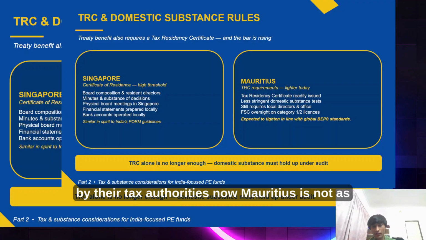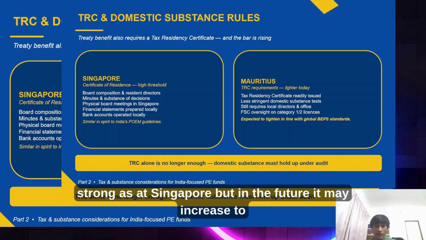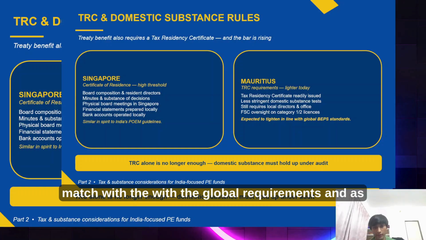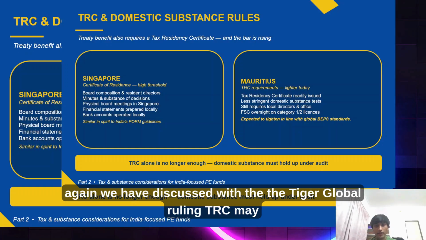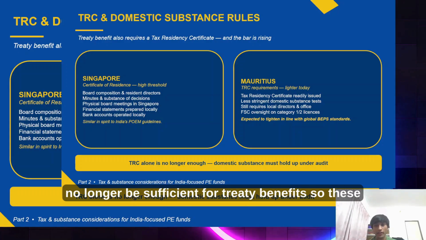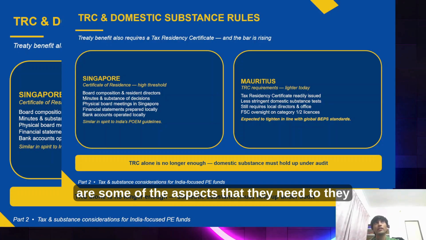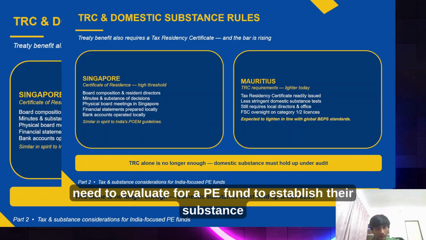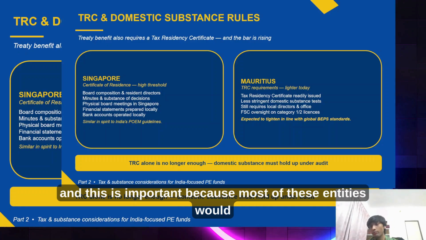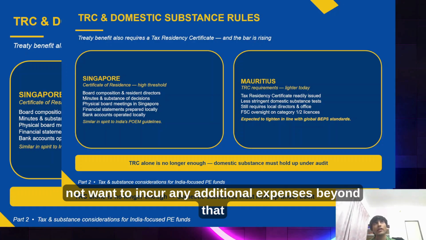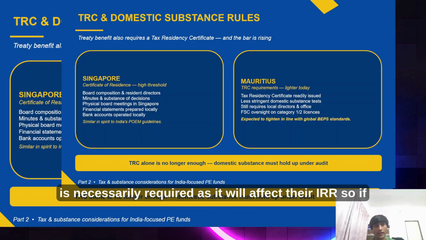Now Mauritius is not as stringent as Singapore, but in the future it may increase to match with the global requirements. And as again we have discussed with the Tiger Global ruling, TRC may no longer be sufficient for treaty benefits. So these are some of the aspects that they need to evaluate for a PE fund to establish their substance. And this is important because most of these entities would not want to incur any additional expenses beyond that is necessarily required as it will affect their IRR.